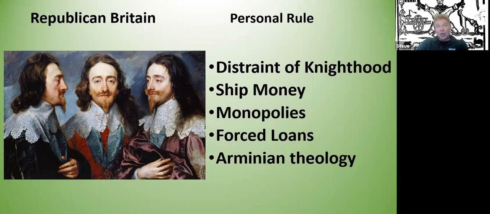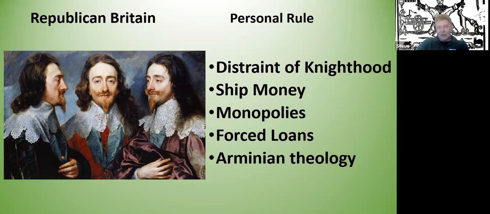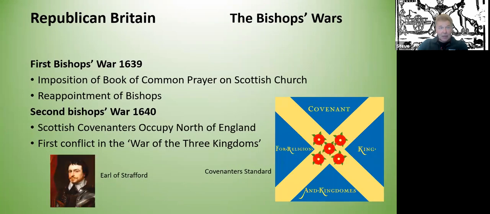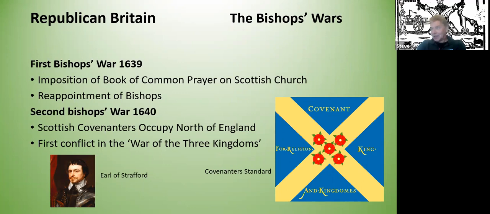Now, at this point, Charles was just about scraping along. He was doing all right at this point. He'd got his ship money and his monopolies and his forced loans, etc. If only he could avoid a war, he'd probably be all right. And then we go to the war that he got himself into. It's called the First Bishops' War in 1639.